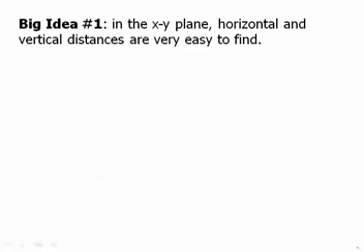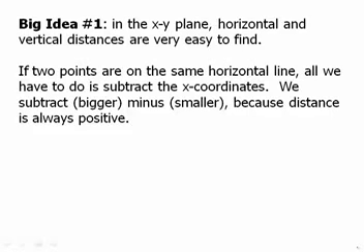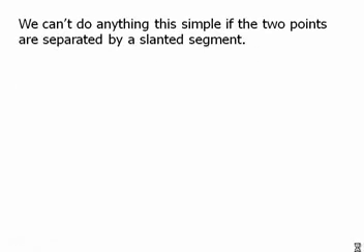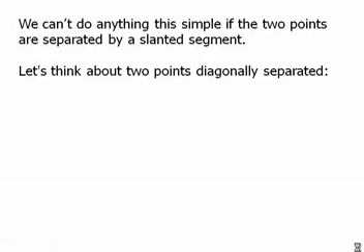Big idea number 1. In the xy plane, horizontal and vertical distances are very easy to find. If 2 points are on the same horizontal line, all we have to do is subtract the x-coordinates. We subtract bigger minus smaller because distance is always positive. If 2 points are on the same vertical line, we subtract the y-coordinates. Incredibly easy. We can't do anything this simple if the 2 points are separated by a slanted line.